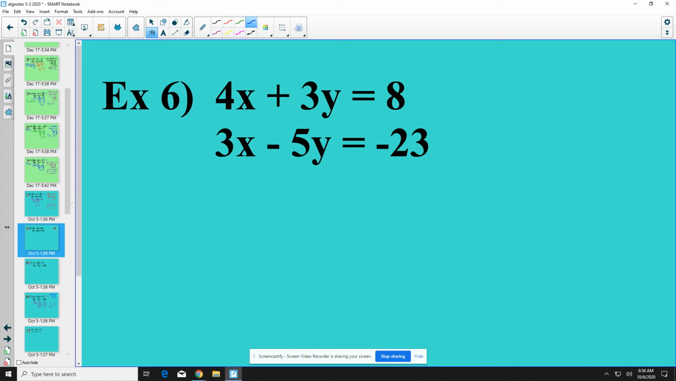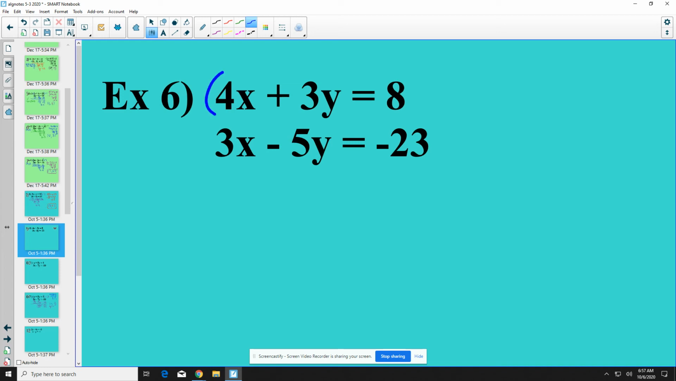All right, so now that you're ready, I'm noticing that my coefficients for x are 4 and 3, and they're not opposites even, and my coefficients for y are 3 and negative 5, they're not opposites. There are lots of ways to do this problem. Can you think of one way? Okay, so let's talk about it. We could eliminate the x or eliminate the y.